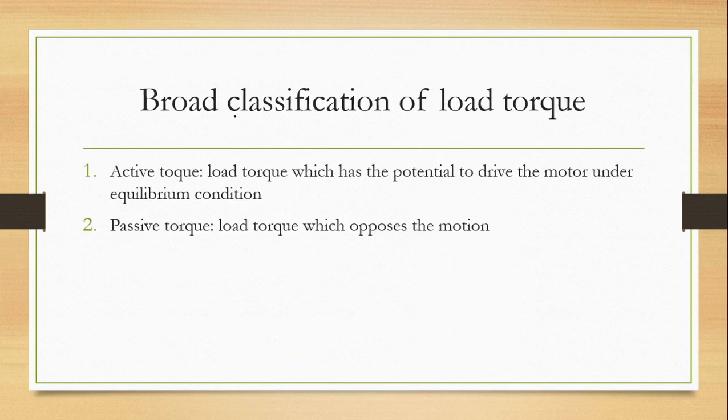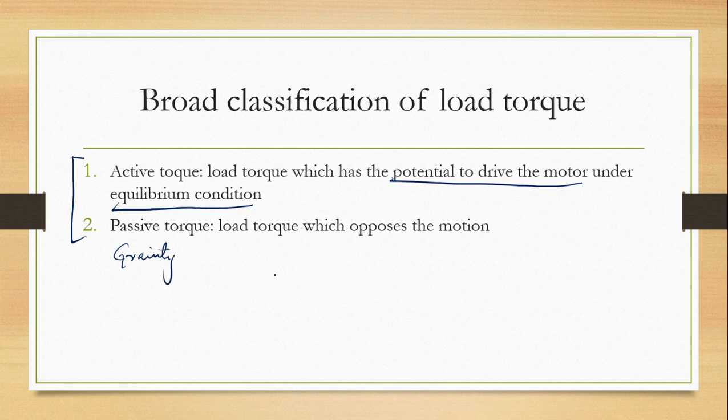Also, there is a broad classification of load torque. Broadly you can classify load torque into active torque and passive torque. So active torque is the load torque which has the potential to drive the motor under equilibrium condition. Now, instead of going on saying the definition, we can understand through an example. One of the main examples is the torque due to the gravity.